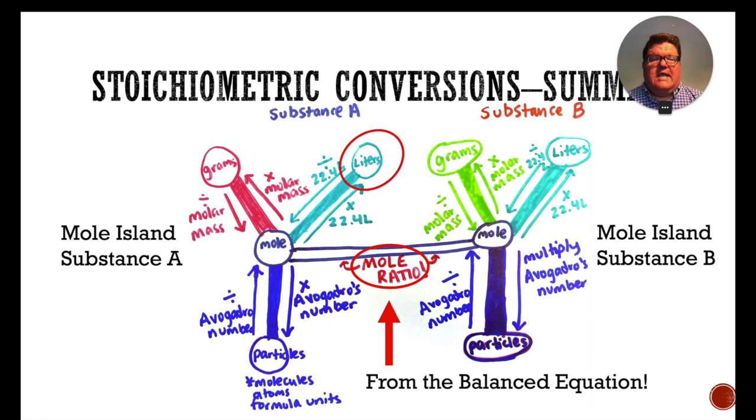For example, if I start with liters of substance A, I could turn that into particles of substance B. And how we would get there is first I would need to convert the liters of substance A by dividing by 22.4 liters. That would give us moles of substance A. And then by using the mole ratio of substance A to substance B from the balanced equation, we could convert to moles of substance B. And then finally, we could multiply by Avogadro's number to come up with particles.